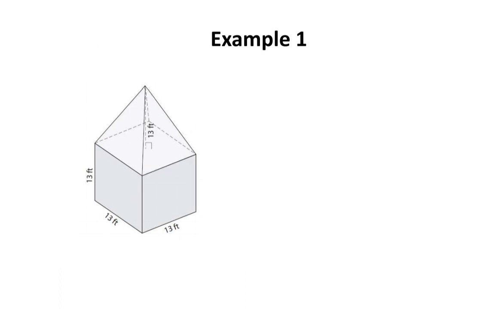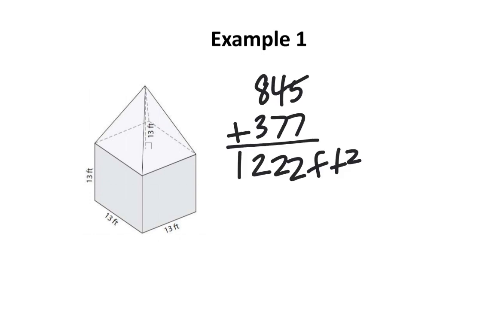Now that I have the area of every single face, I can add them up to find the surface area of this composite figure. I've gone ahead and done that for you already. Therefore, the total surface area of this composite figure is 1,222 feet squared. When finding surface area, it is important to remember that you do not count any overlapping faces. Therefore, I am not counting the face that is between the square-based pyramid and the cube.